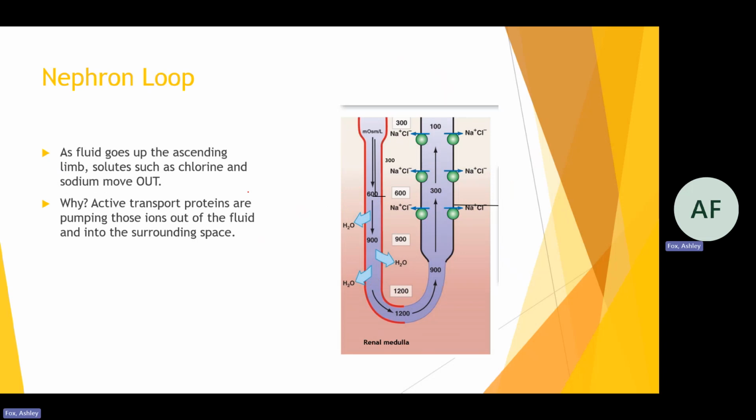So again, as fluid goes up the ascending limb, sodium and chloride are going to move out, and they're actively transported. So this isn't because of diffusion. You're going to use energy. You're going to use ATP to pump those ions out of the tubular fluid into the peritubular fluid. So you're going to move it out actively, pushing it out. Because again, the goal is to make that osmotic gradient to make water want to leave on the side where it can.